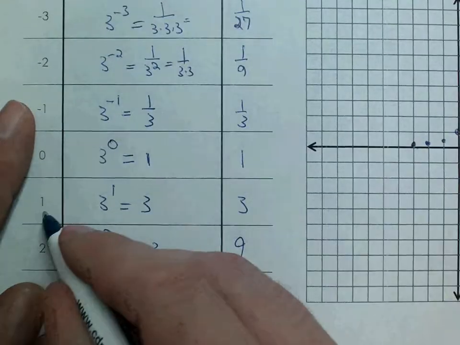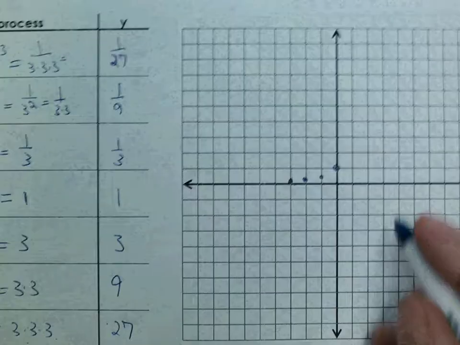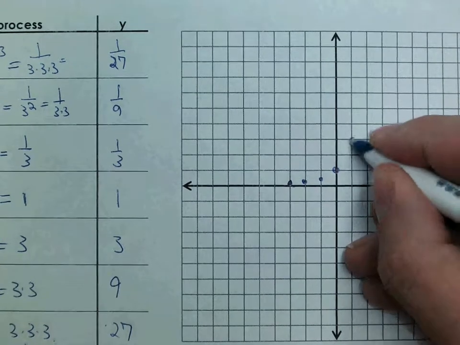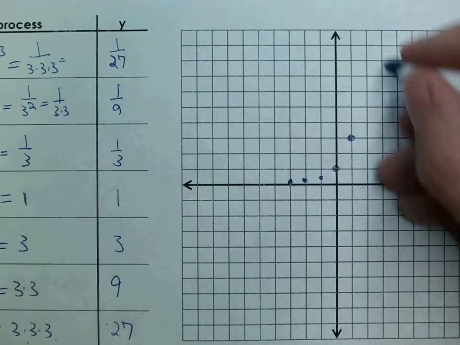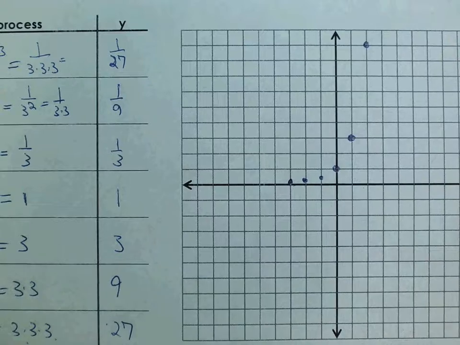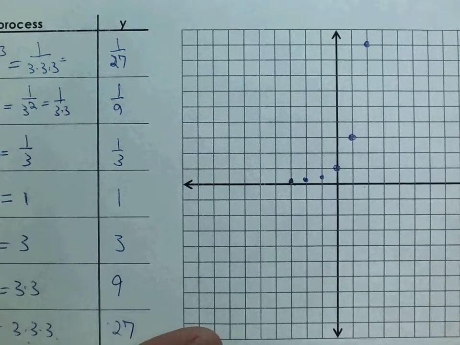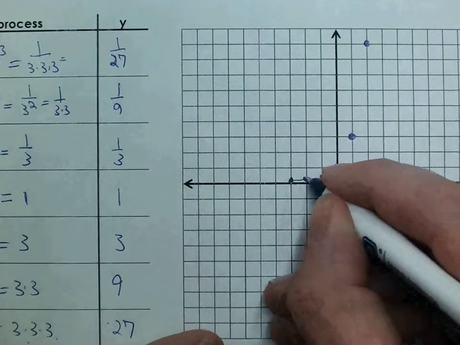When x is 0, y is 1. When x is 1, y is going to be 3. When x is 2, y is 9. And when x is 3, y is 27. That's off the graph. Now we should know the basic shape of exponentials.